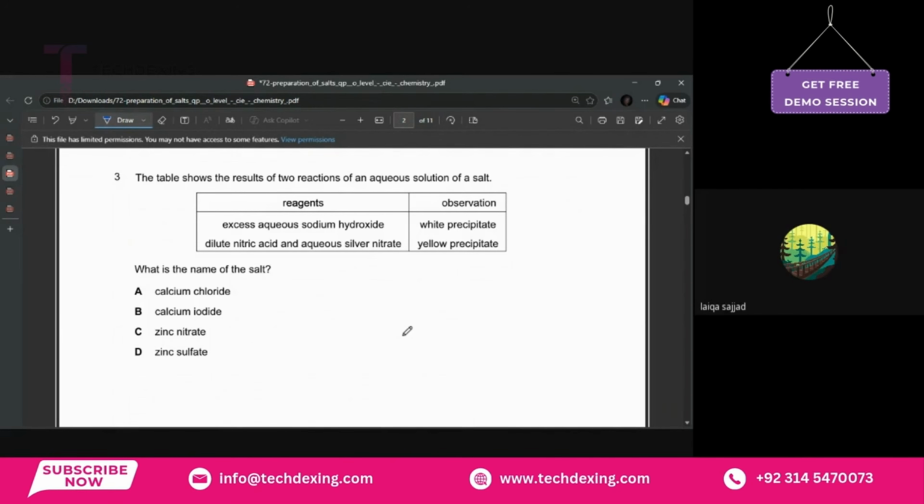Using the first row, where the reagent is excess aqueous sodium hydroxide and the observation is a white precipitate, what can we identify using this information? We can identify the cation that will be present in the salt, right? So which cations can react with sodium hydroxide?